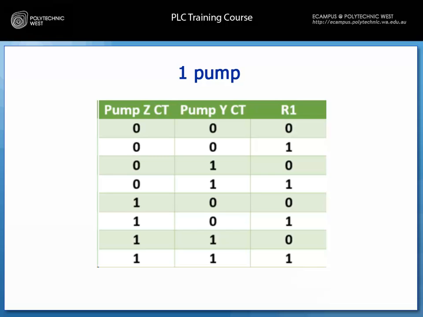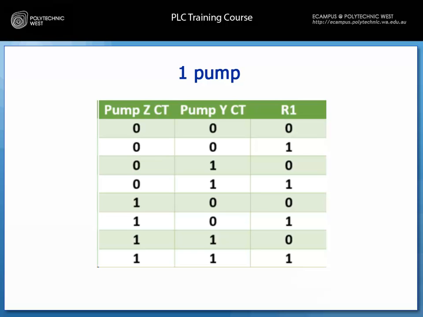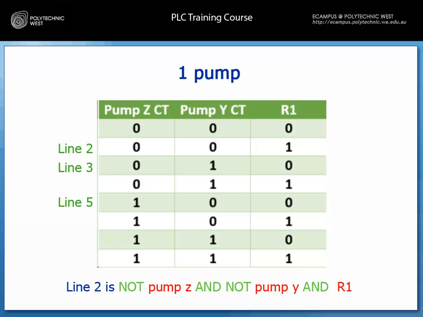Look at the truth table and identify the conditions where one pump is on and the other two are off. So we want the lines where there are a combination of 2 zeros and 1 one. All the other combinations are either 2 or 3 pumps. We want line 2 or line 3 or line 5.